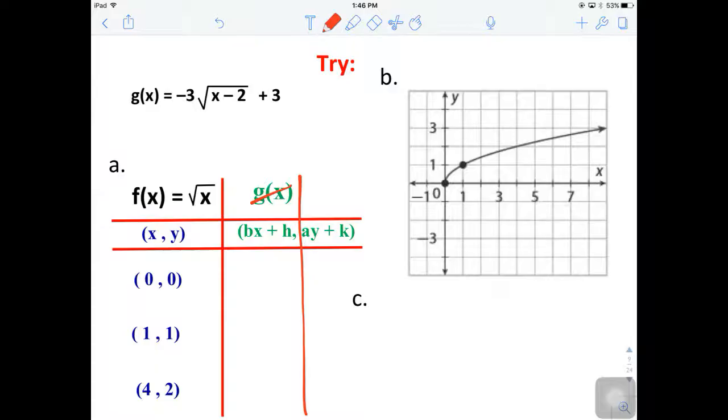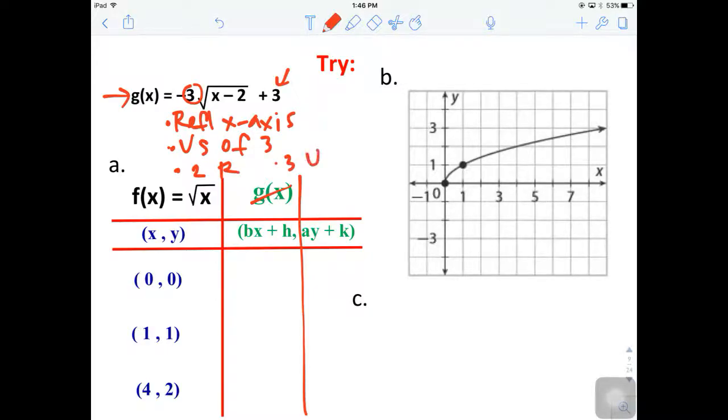So here's the equation. We're going to start by naming the transformation. So we got a reflection across the what? X-axis, because there's a negative in front. There's a vertical stretch factor of 3. And we're going to also go 2 units to the right and then 3 units up. So what goes with the x? Anything inside goes with the x, right? So we got 2 units to the right. Remember, going to the right is add, going to the left is subtract. So that means we have x plus 2 is my equation for the x transformation.